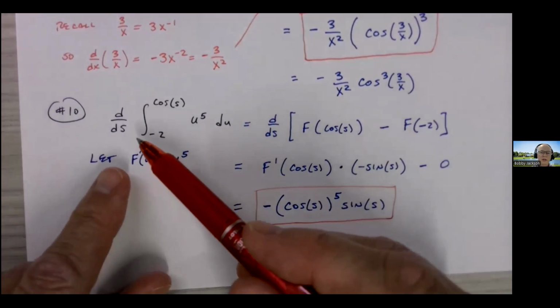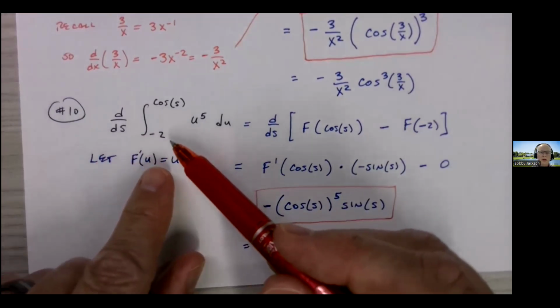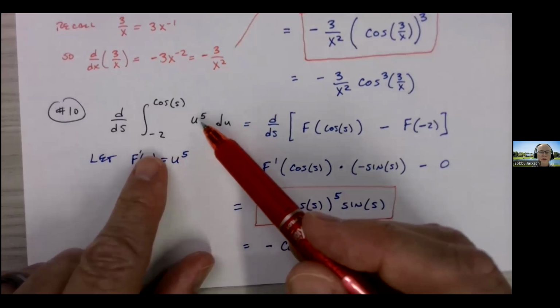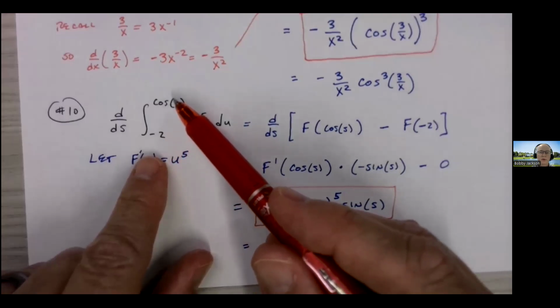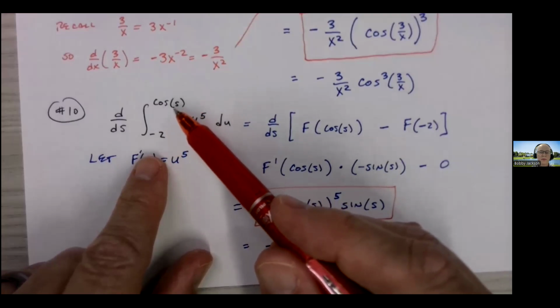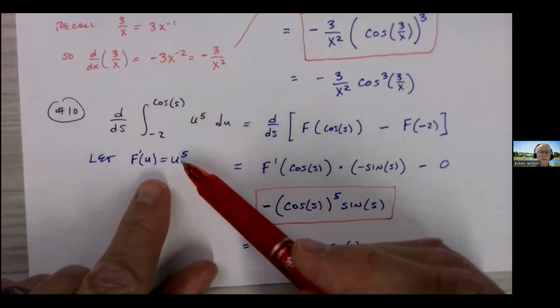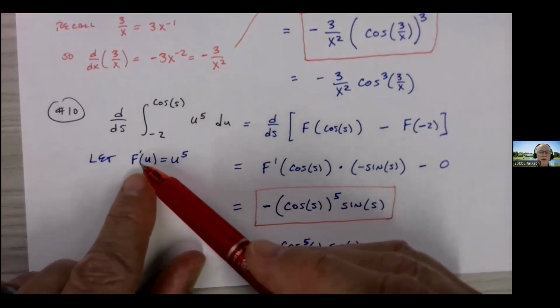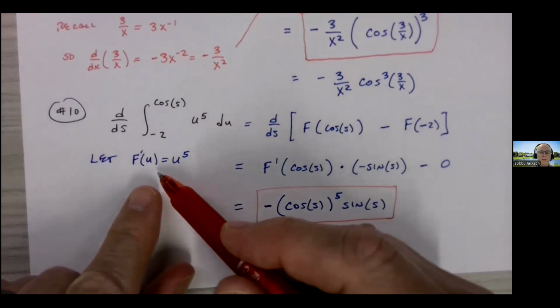Okay, last one is here. Kind of crazy because they've got a variable s instead of x this time. But we're integrating u to the fifth, right, from negative 2 to cosine of s. It's kind of weird. Cosine of s, you really need the parentheses around it this time. So again, I'm going to let the antiderivative of u to the fifth be capital F. Now you actually know what the antiderivative of u to the fifth is. It's 1/6 u to the sixth, but we're not going to even bother with that.